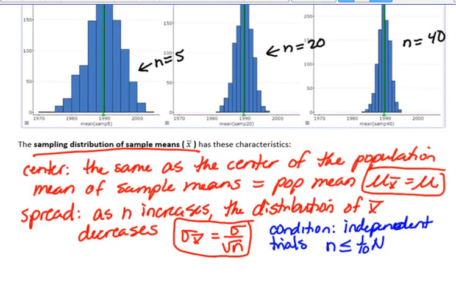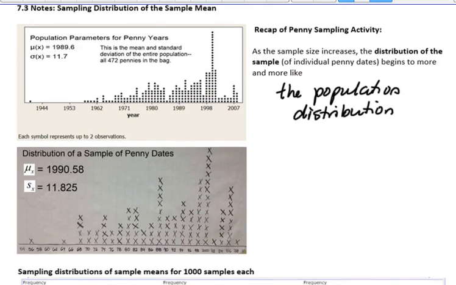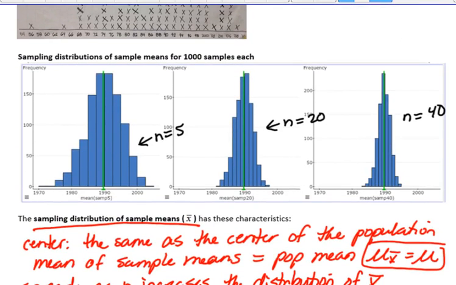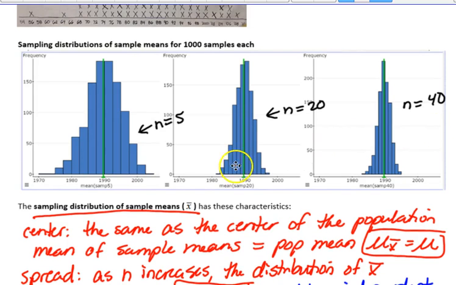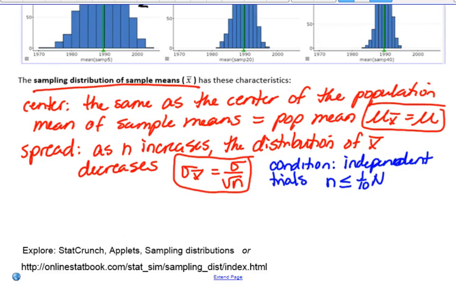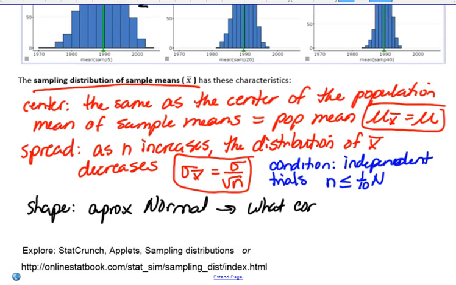Now, one other obvious thing you notice is that the original population is very skewed to the left, but the distribution of sample means is fairly normal looking. It's maybe slightly skewed to the left, but not much. So we can see that the shape is approximately normal. Now that is not necessarily true for every single population unless a certain condition is met. So what condition do we need for sample means?